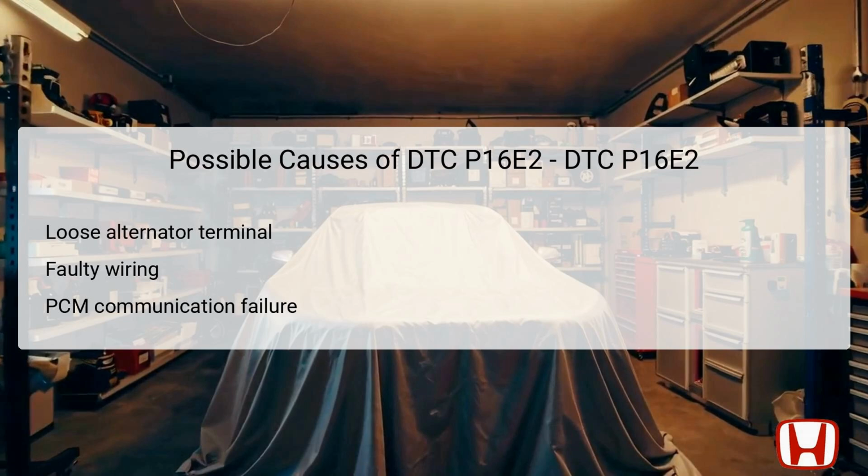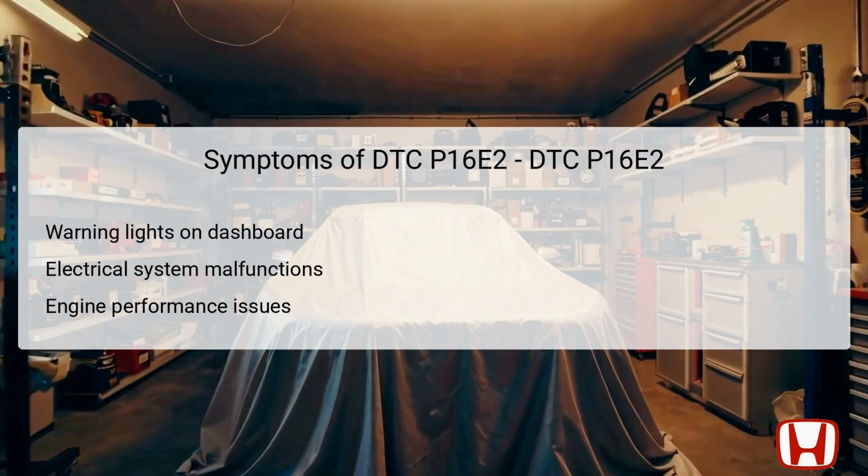The ECM needs to receive accurate information from the alternator to function optimally. It is essential to conduct a thorough inspection of these components and connections, as they are vital for maintaining efficient vehicle operation. Any failure in the above areas can immediately result in the activation of DTC P16E2, indicating that detailed troubleshooting is required. DTC P16E2 is likely to manifest through several symptoms that indicate underlying electrical issues.